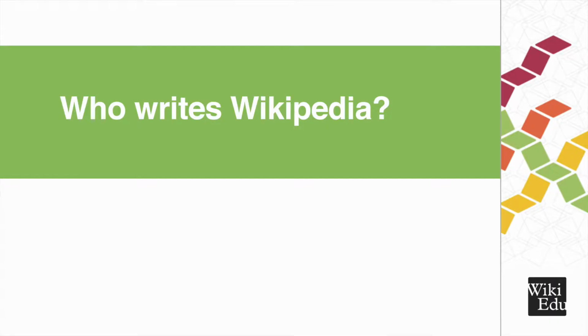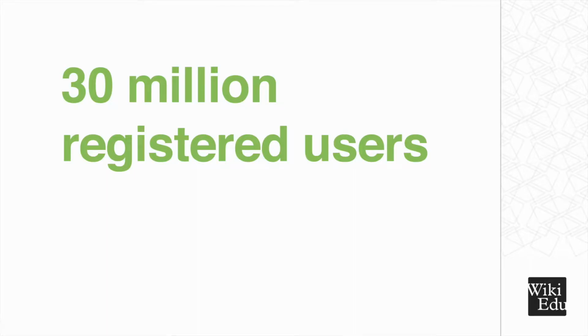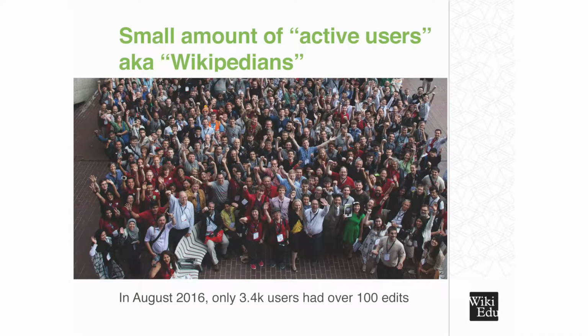But who writes all of these articles? Who's creating all this content? There are about 30 million registered users. Those are people who actually have a username, which, by the way, you can all create if you want. But of those, there's a very small number that contribute on a regular basis. In August of 2016, when I last pulled this number, there were only about 3,000 people on the English Wikipedia who had more than 100 edits.